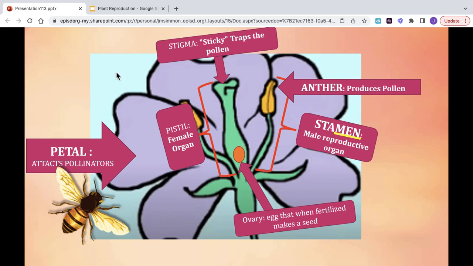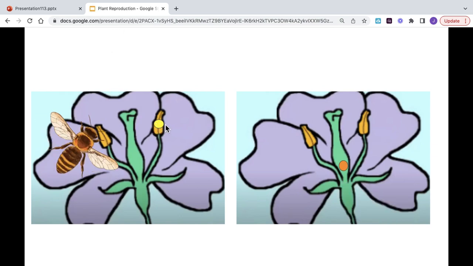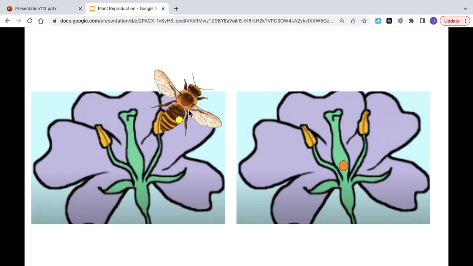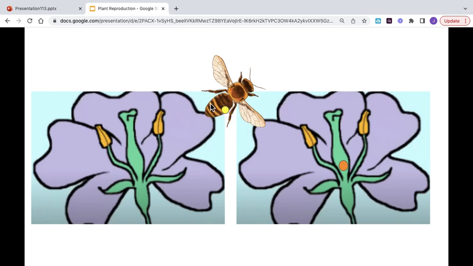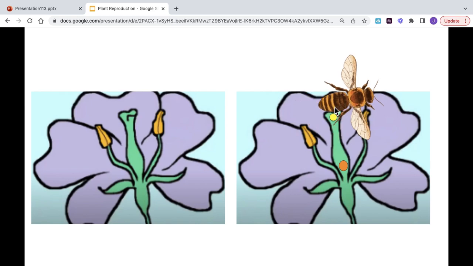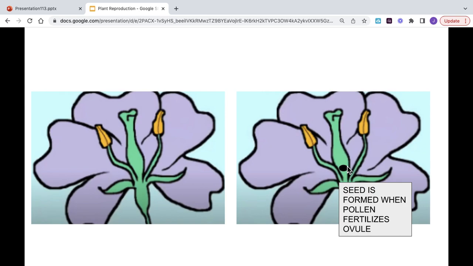I'm going to show you an animation that kind of shows the process that pollen takes to fertilize the ovary. On the left, you'll see our lily flower, and it has some pollen on the anther. When a pollinator comes on the flower to drink nectar, that pollen gets trapped onto the pollinator. When the pollinator goes to another flower, that stigma produces that sticky substance which traps the pollen. The pollen travels down the pistil to the ovary where the egg is located. Fertilization occurs, and then the seed is formed. Those are the basic steps in which angiosperms reproduce.